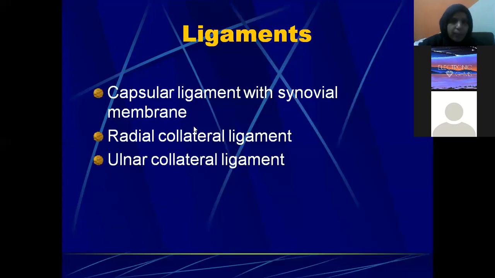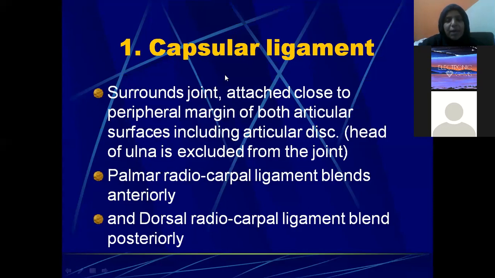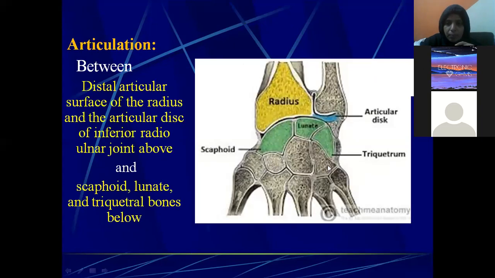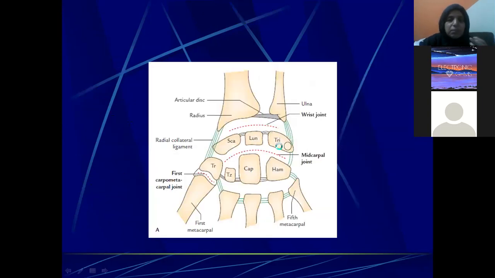Edges. Okay, now see here. The capsular ligament is nothing but the capsule. It surrounds the joint, attached closely to the peripheral margins of both articular surfaces, including the articular disc. The head of the ulna is excluded. Why is it excluded? It is not taking part in the formation of the joint because of the presence of the articular disc, which separates the wrist joint from the head of the ulna. That is the meaning of this sentence.